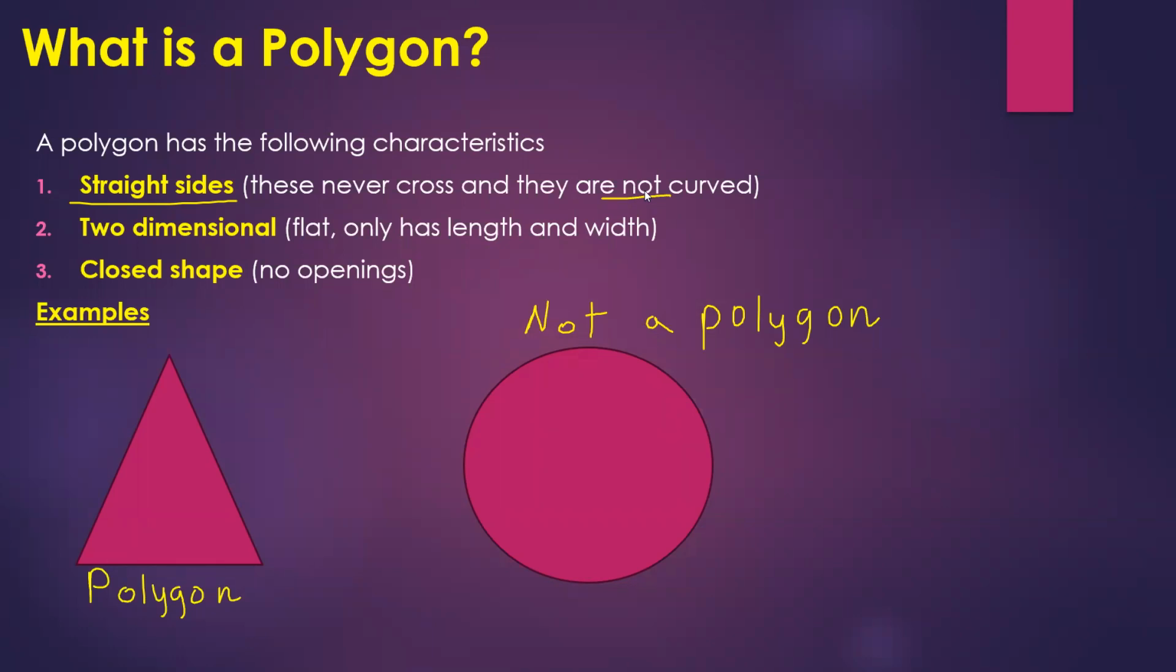What is a polygon? A polygon has the following characteristics: straight sides, these never cross and they are not curved. Two-dimensional, flat, only has length and width. Closed shape, no openings. Example, polygon, not a polygon.